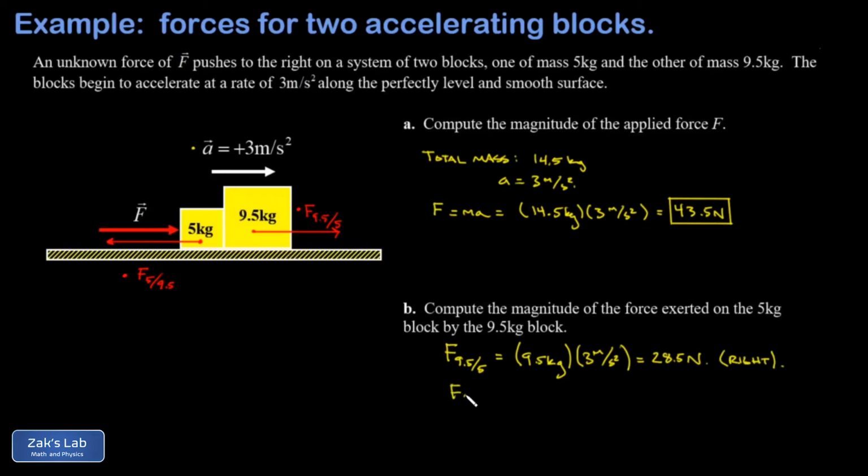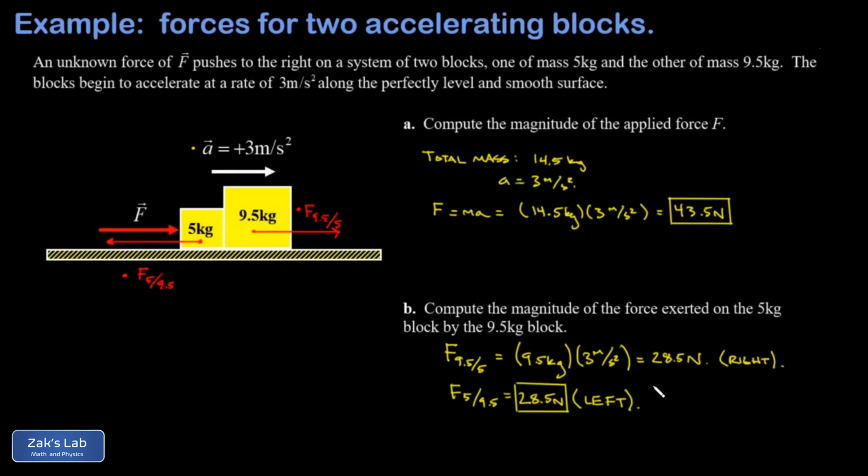And then we apply Newton's third law and we say, well, the force on the 5 kilogram block due to the 9.5 kilogram block must have exactly the same magnitude. And again, we weren't asked for it, but if we think about what's going on vectorially, that force points to the left. Okay, so we've answered the question, but there's a nice way of checking our work.